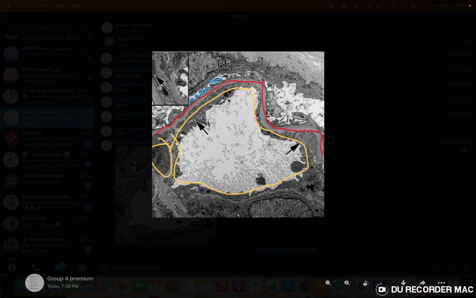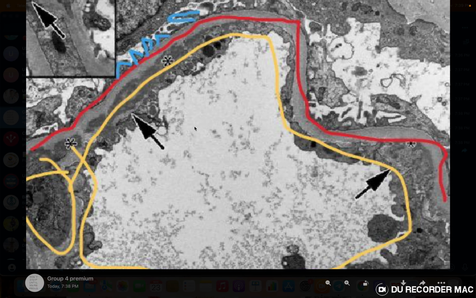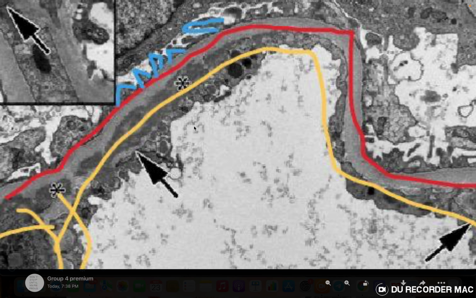There is deposition in this picture. Well, where is the deposition? If you enlarge good enough, there is a black area here. If you see the black near the star, and the black is going under which layer? Is it under the epithelium or under the endothelium?